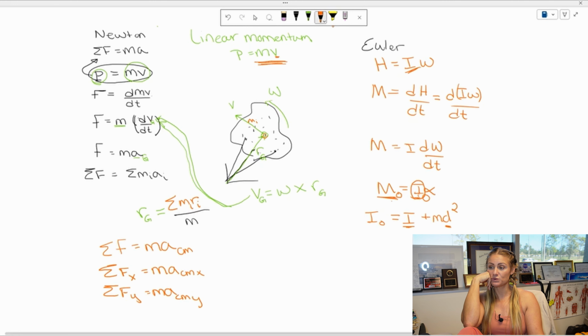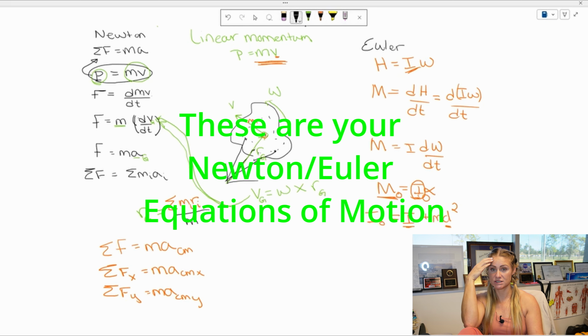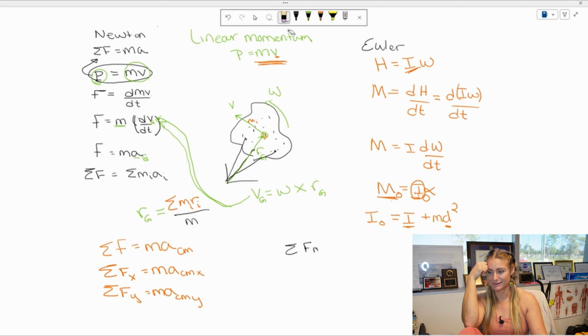So that's Euler. Now you automatically have two moment equations. I really just count them as one, but whatever. We have the sum of the forces equals ma, and we have the angular version, which is going to be the sum of the moments equals I alpha.